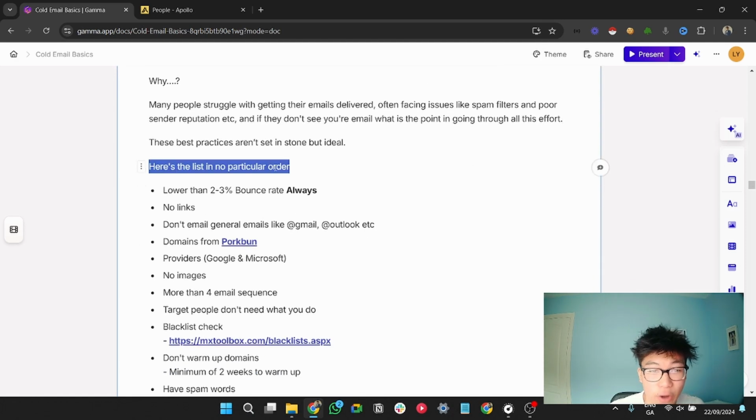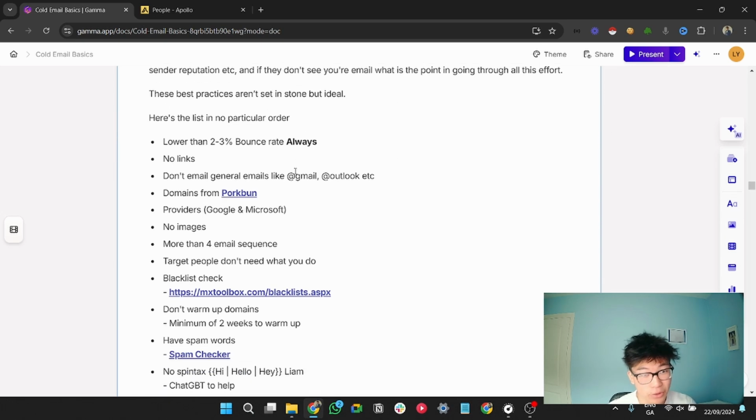These best practices aren't set in stone, but ideal. So here's the list in no particular order, right? Lower than a 2 to 3% bounce rate always. I'm getting probably a 1%, which is fine. That's out of every 100 emails, I get one bounce. And a bounce is just when the server comes back saying their inbox is full or this person's email doesn't exist. 1 in 100.